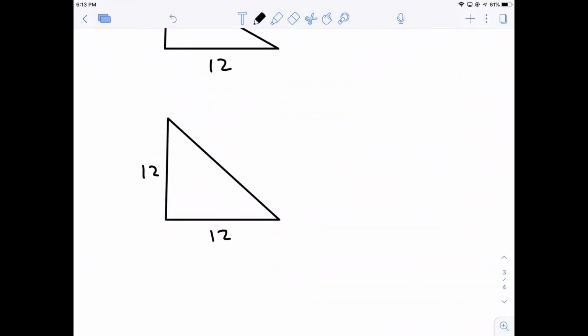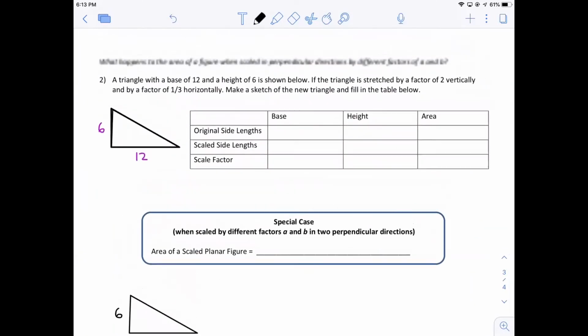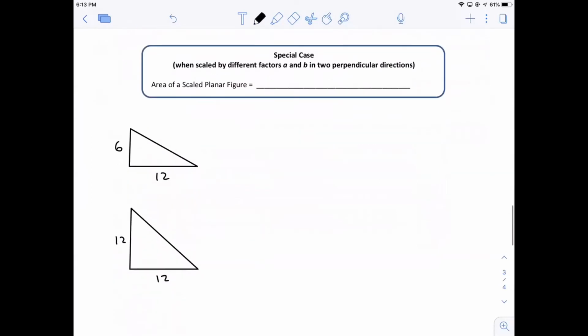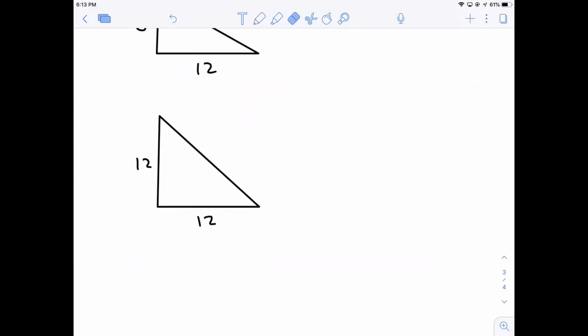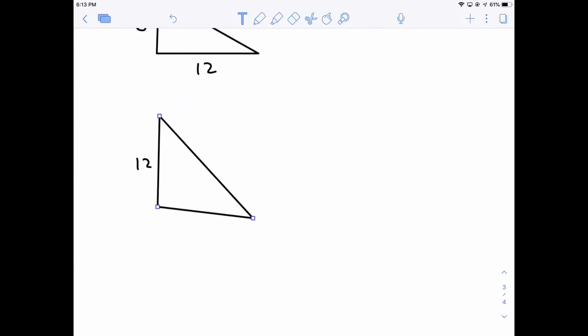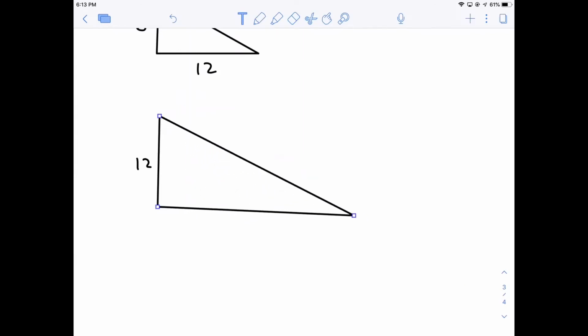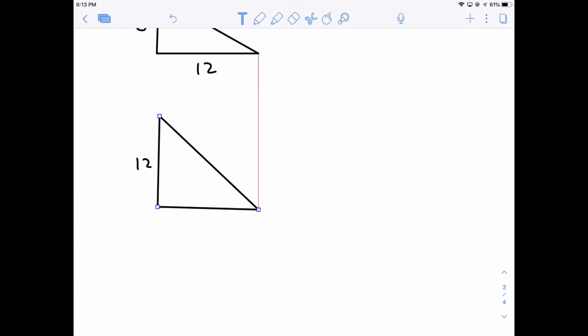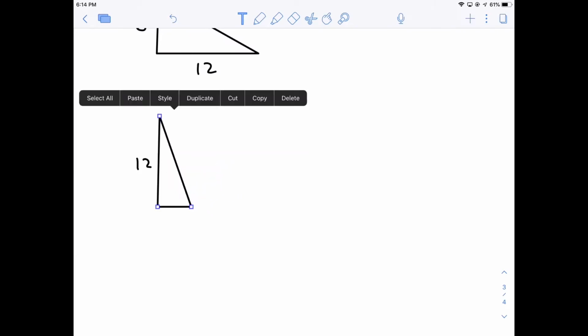And this is also 12. And that was just scaling vertically by a factor of 2. If I scale horizontally by a factor of 1/3, well, I'm going to be scaling this way, right? So scaling by a factor more than 1, it's going to get bigger. I'm scaling by 1/3, so it's going to be 1/3 of the length horizontally. So instead of 12, this should shrink down to a length of 4.